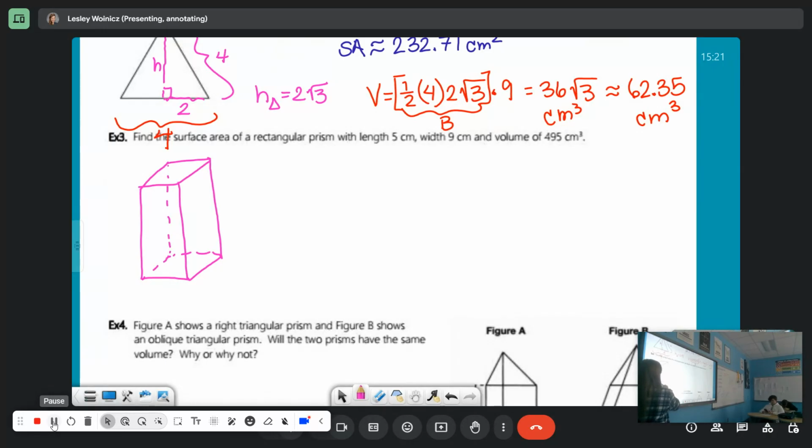All right, so I have a 5. I have a 9. What am I missing? Okay, so I don't know the H. Do I need the H to find the surface area? Yeah, so what can I use to find the H? The volume. So I can use the volume and work backwards. So I know that volume is length times width times height, right? For a rectangular prism.